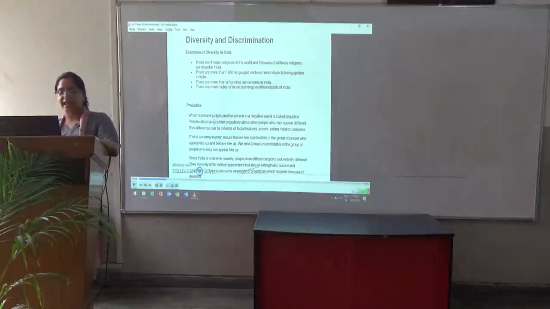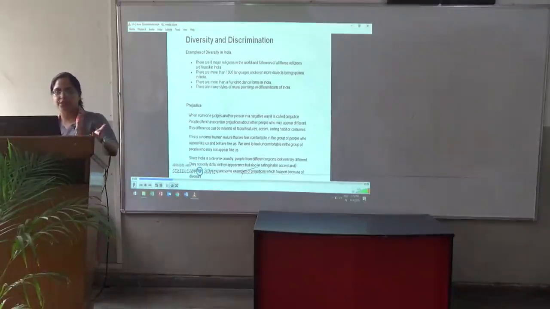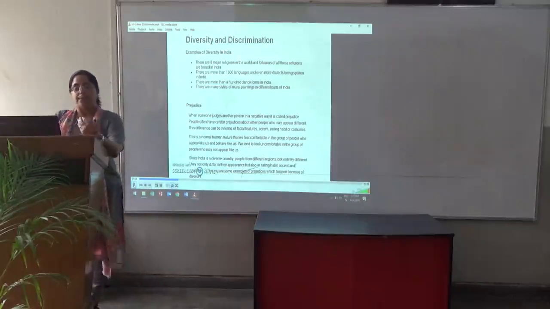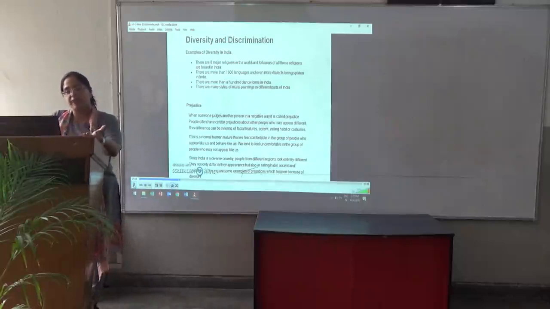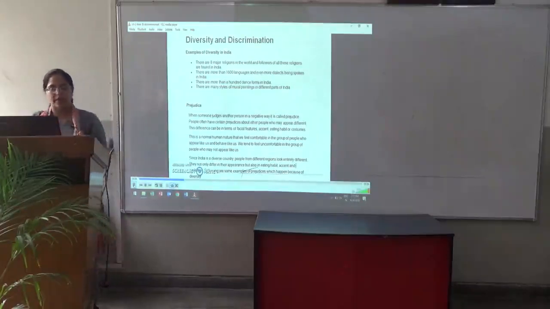Since India is a diverse country, people from different religions look entirely different. They do not only differ in appearance, but they have different eating habits. They also have different clothing. They might speak different languages. So these are a few examples of prejudice which happen because of diversity. Prejudice can also be faced in the classroom, in the society, in the neighborhoods by the people. So this is all about prejudice.